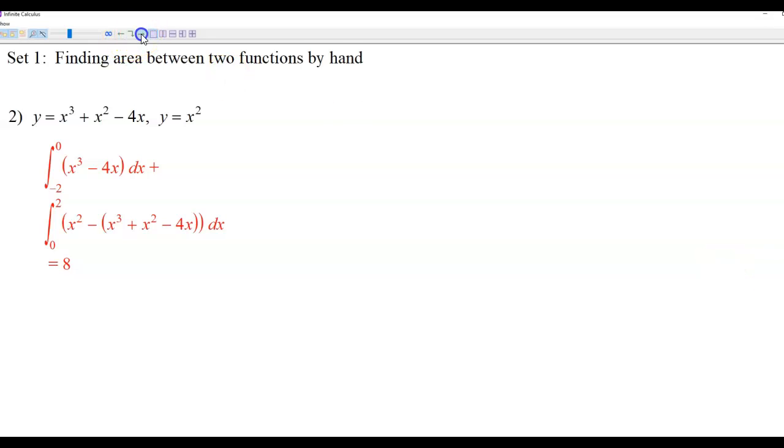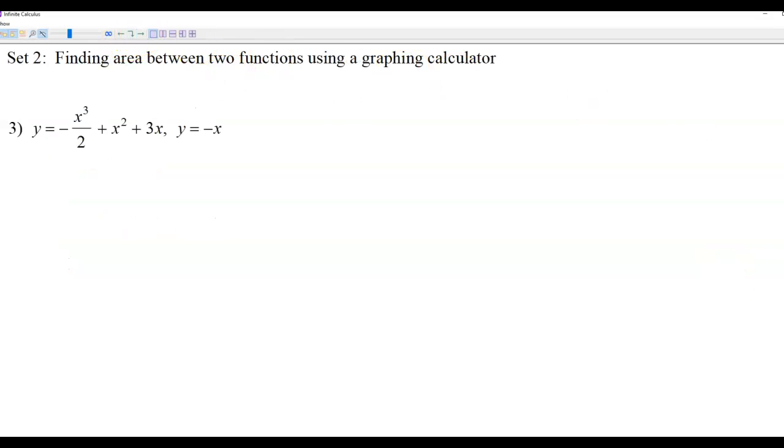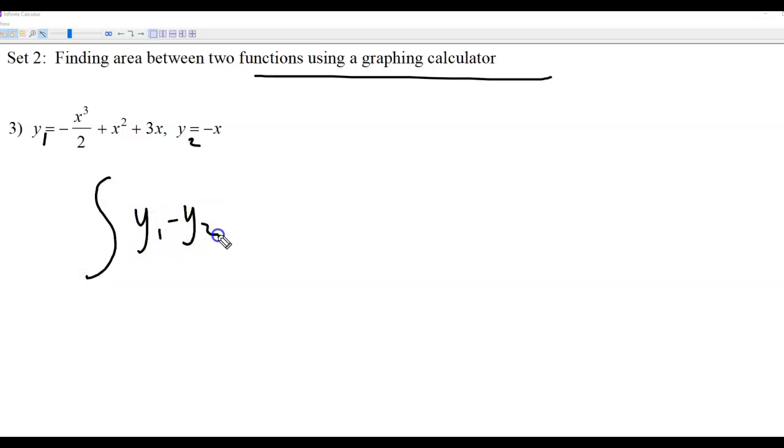All right, so now I'm going to show you guys the same problem, but this time we're going to do it using a graphing calculator. Now, when you're using a graphing calculator, it is so much easier. Okay, I'm going to call this y1, and I'm going to call this one y2. So the setup is going to look like this then. We're just going to do y1 minus y2, and we're going to put absolute value bars on it. And my graphing calculator is going to help me know where they cross as well. So let me bring up my graphing calculator app here really quick.